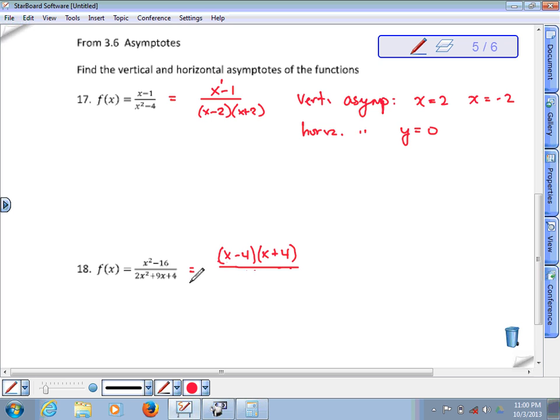Let me go back and show you again the process. 2 times 4 is 8. We need 2 numbers now that add to 9 that multiply to 8, and that's 8 and 1. So this is 2x squared plus 8x plus x plus 4. So we have 2x factored out, that leaves x plus 4. There's a 1 factored out of that, which leaves x plus 4. So it's x plus 4 times 2x plus 1.